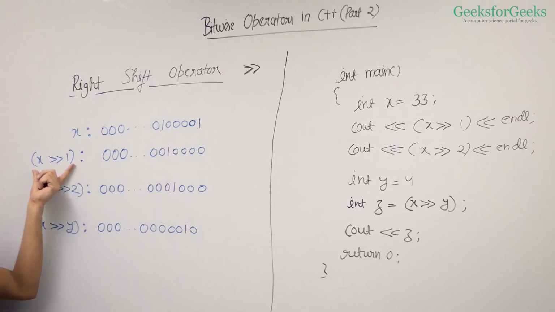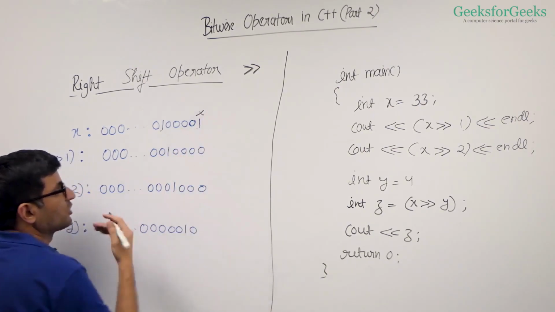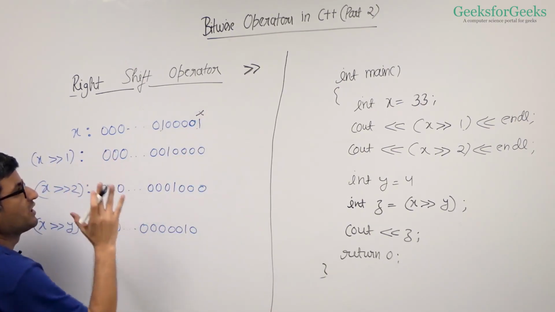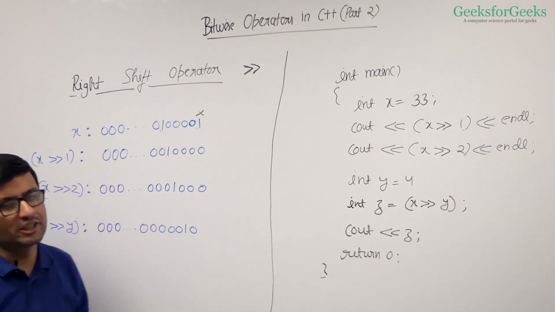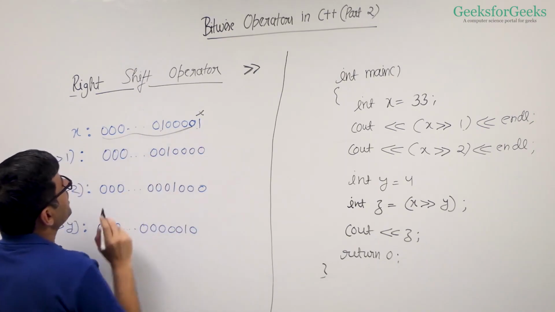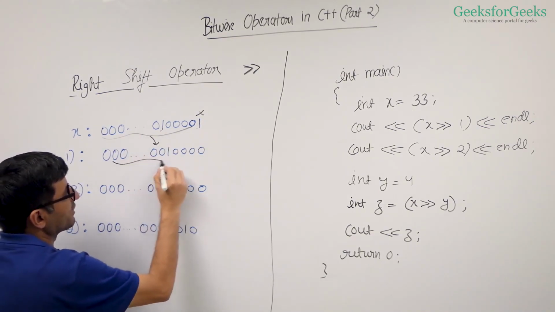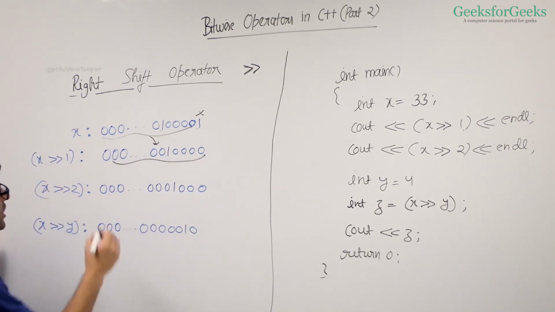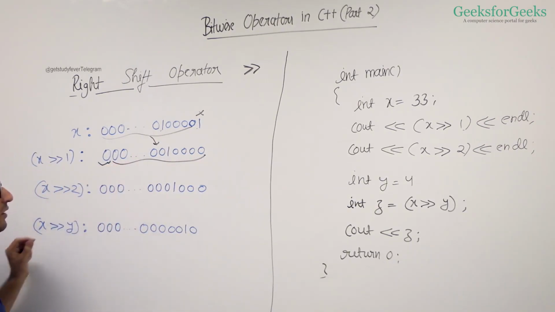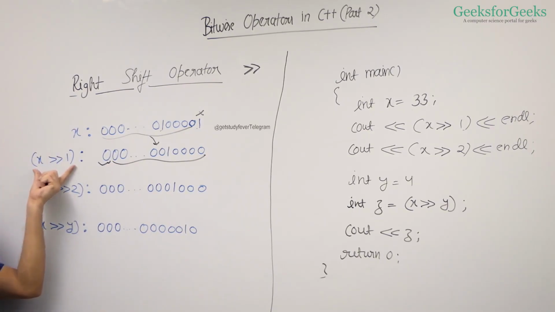Now when you right shift it by 1, what happens is this last bit is ignored, it goes away. And if you consider 32-bit binary representation, then there are 31 remaining bits. These 31 bits move one position right, they come here. And a 0 is added at the beginning, right? So that's what happens when you right shift this x by 1. This is the value of x right shift 1.